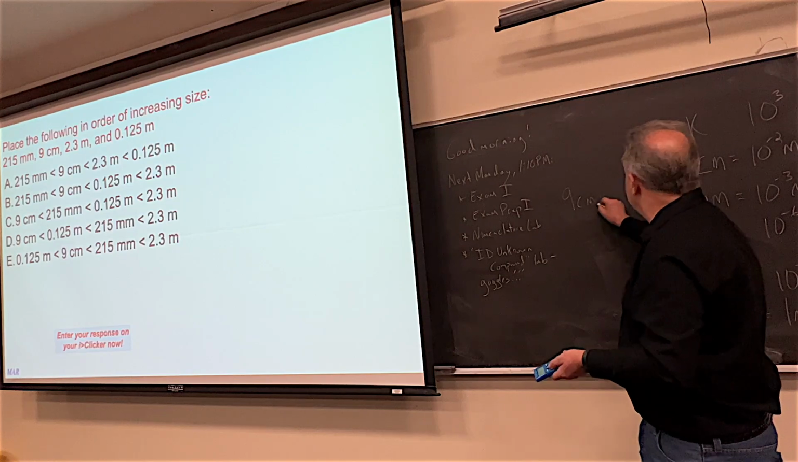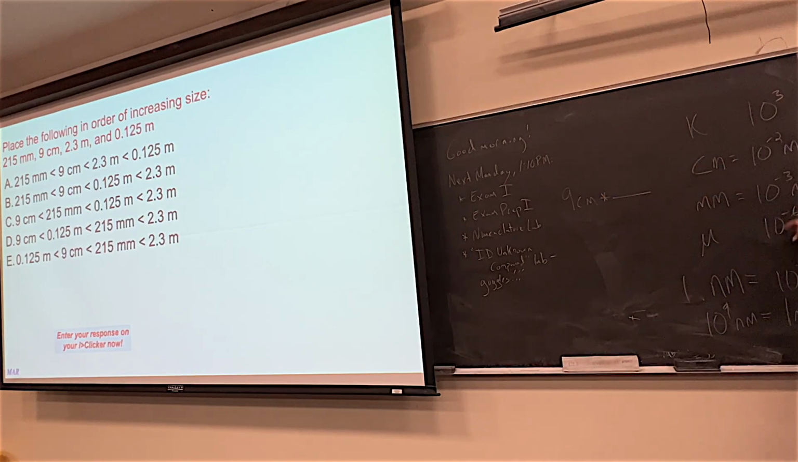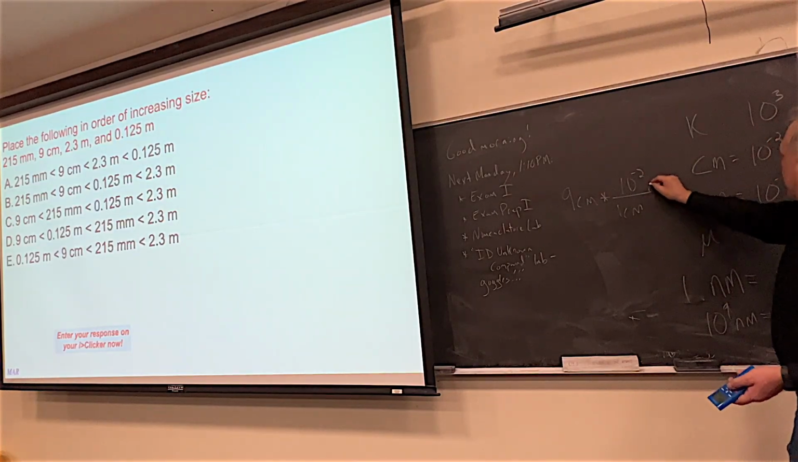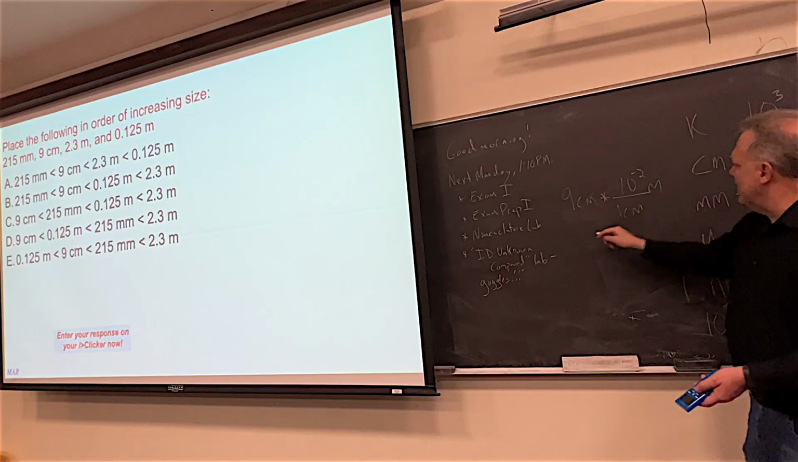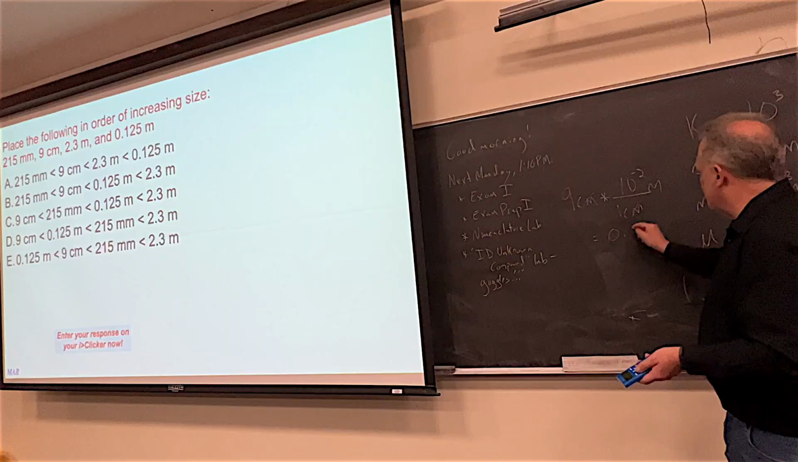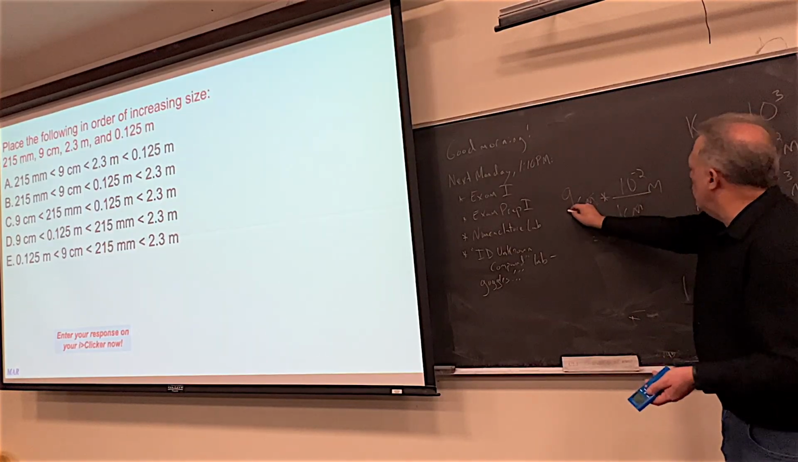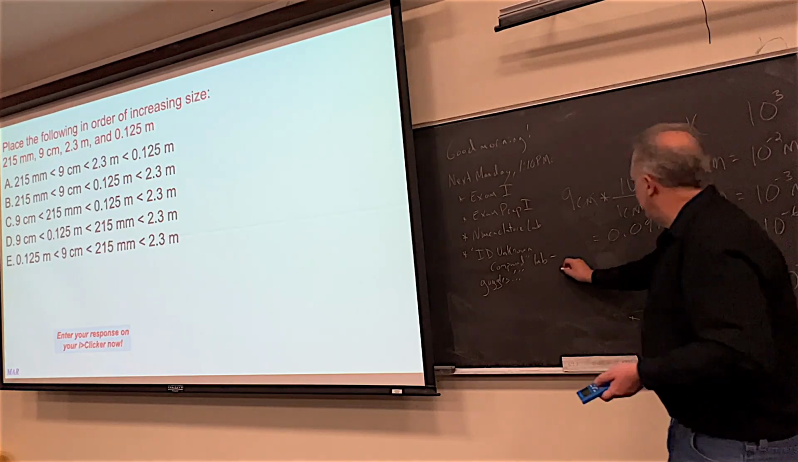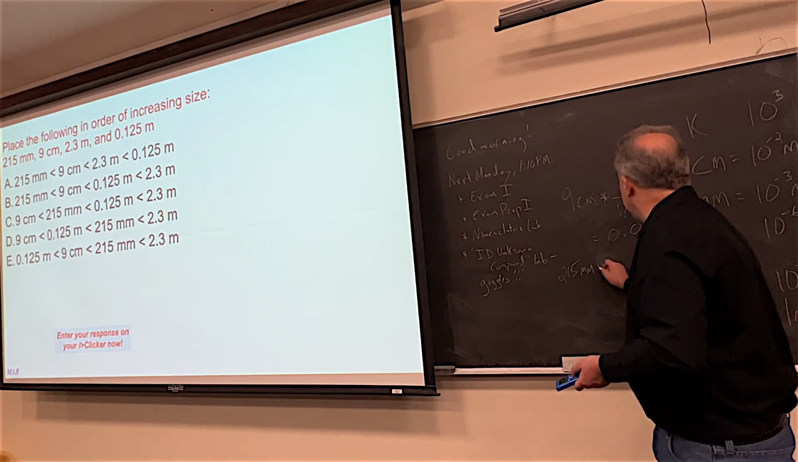So 9 centimeters is one of the things we want to convert over. And this says that 1 centimeter is 10 to the minus 2 meters. So again, the beginning unit cancels out and you've got meters left over. This comes out to be 0.09 meters. All right, so 0.09 is smaller than 2.3 and 0.125, but that's kind of how you would do this kind of process. And you do something similar for the millimeters to 15 millimeters.